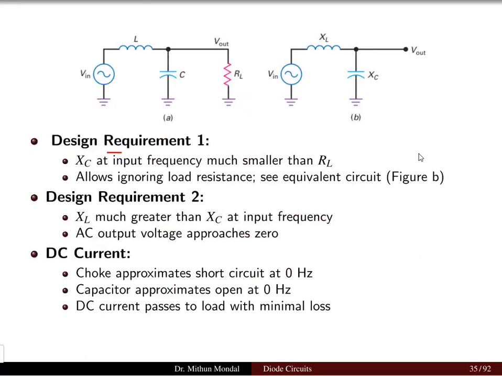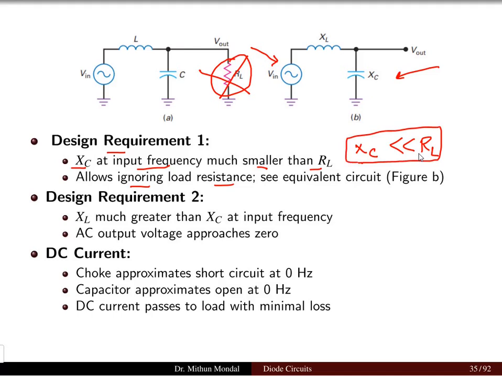There are some design requirements which we will follow. The first is that the capacitive reactance at the input frequency should be much smaller than the load resistor, so XC is very much less than RL, the load resistor. If we do that, then we can ignore the load resistance, as given in circuit B. So we have removed the load resistor from the network and got a new circuit. In design number 2, the inductive reactance XL is much greater than XC at the input frequency. So we can say that XL is very much greater than XC.